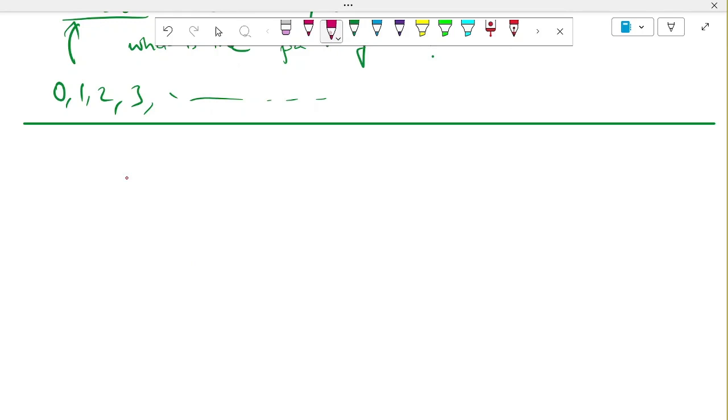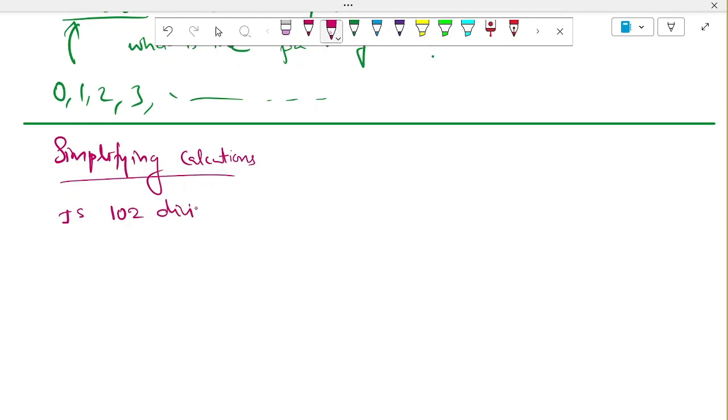Now I'll have some more questions. These are different type of questions. Simplifying calculations. We'll use divisibility rule for simplifying calculations. Now if you get a question, is 102 divisible by 6? Is 102 divisible by 6? This is a straightforward question of divisibility example. And you know the rule.